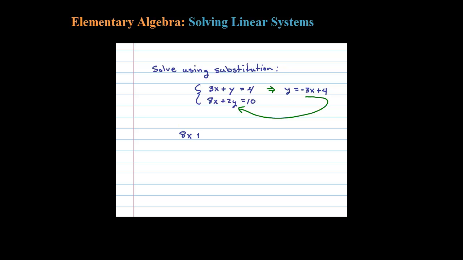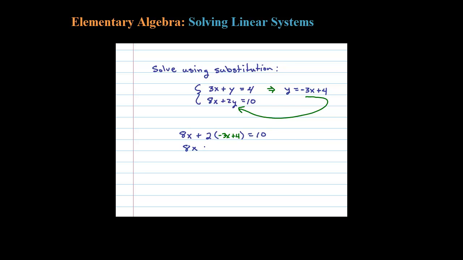You got 8x plus 2 times y, put a blank parentheses, equals 10. Now we just figured y from the previous equation is negative 3x plus 4. Okay, so I solved for y on the first equation and substituted into the second equation. Now the only variable that's left is x, and we can use regular algebra to solve for that.